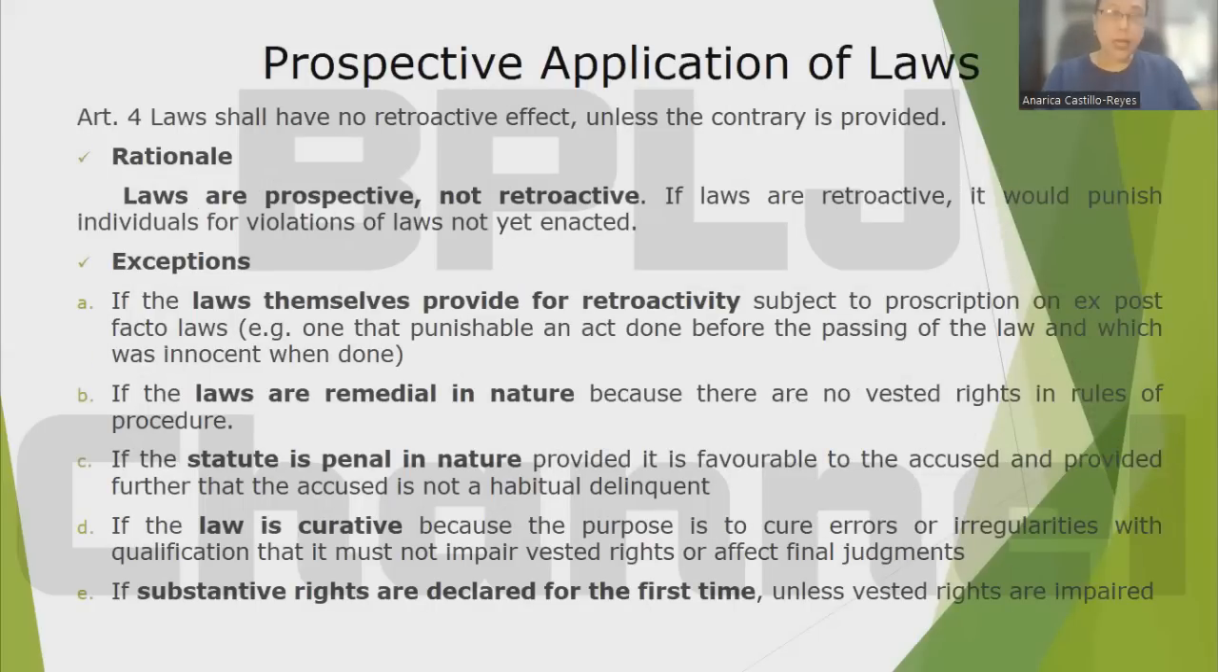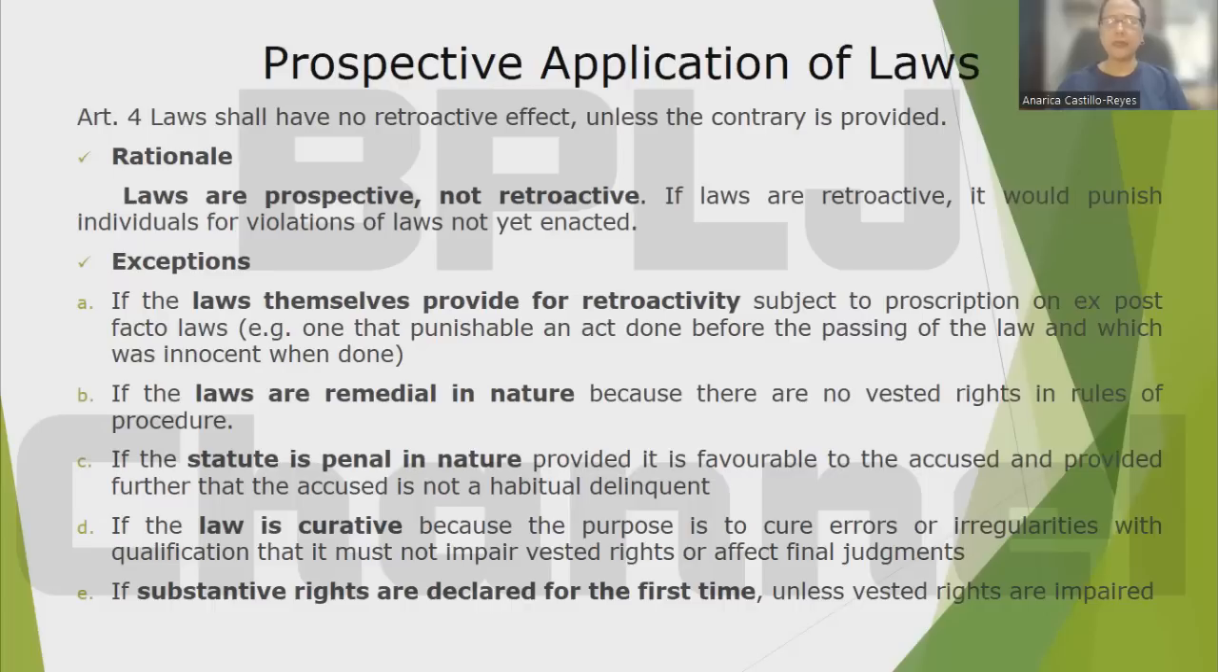Okay. So in relation to the publication requirement, we also have the prospective application of laws. So you must remember that publication requirement is intended to inform the public that there is this law. And because there is this law, you have to abide or comply with the said laws. And also in accordance with due process and the elements of fair play, laws are supposed to apply prospectively. You cannot apply it retroactively unless the contrary is provided. That is what is provided for under Article 4 of the Civil Code.